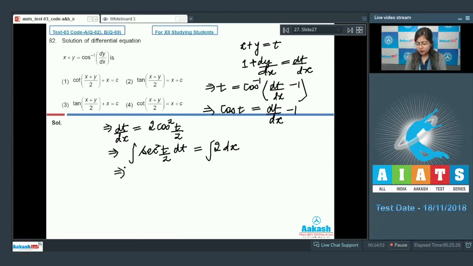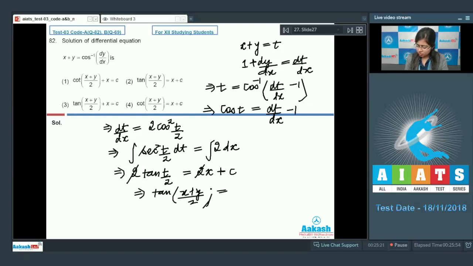So this will be equal to, we know that integration of sec²(t/2) will be equal to tan(t/2) into 2, which will be equal to 2x + c. Cancelling 2 on both sides, we get tan(t/2), as t is equal to x + y, so tan((x + y)/2) is equal to x + constant c, right? So the correct answer is option number 2.